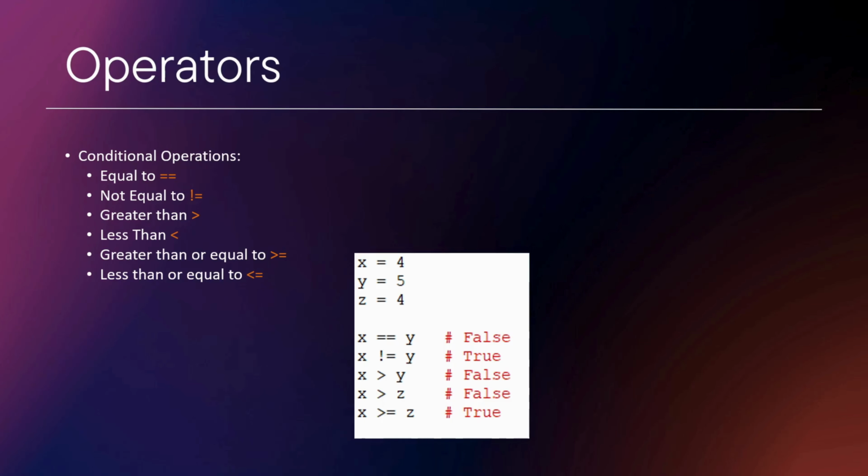For example, x is 4, z is 4. We say x is greater than or equal to z. Yeah, that's correct because x is either the same value or greater. But if we say x is less than z, it will say no, it's not correct. Or if we say x is greater than z, it is also not correct because these are both the same values.